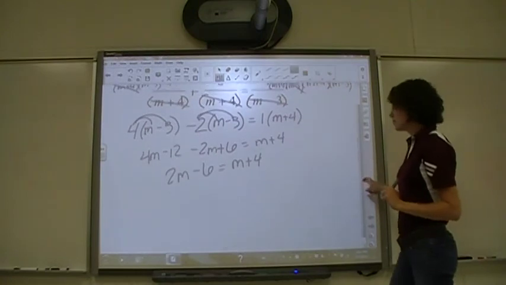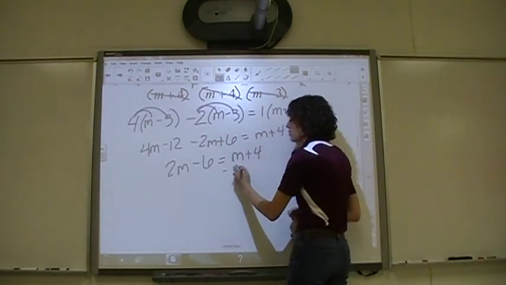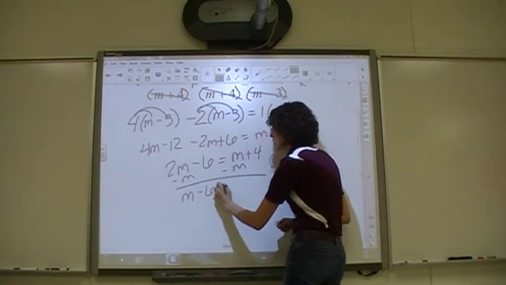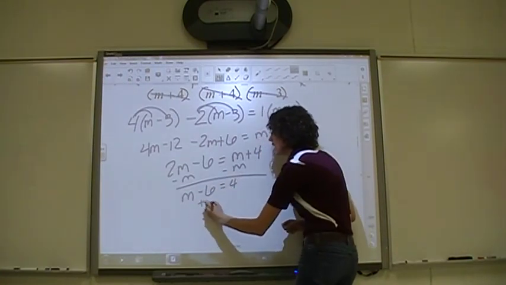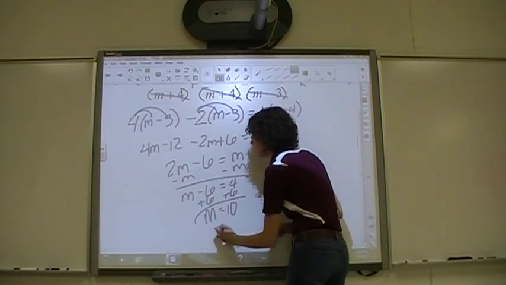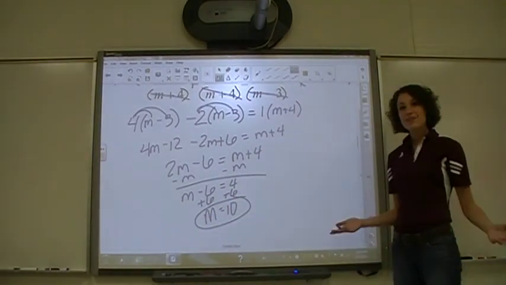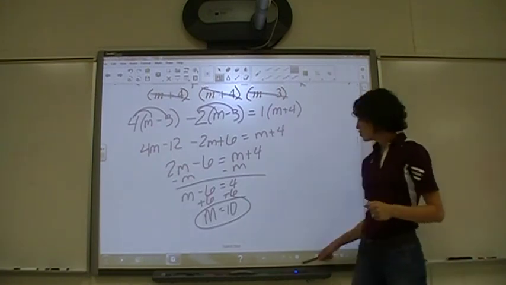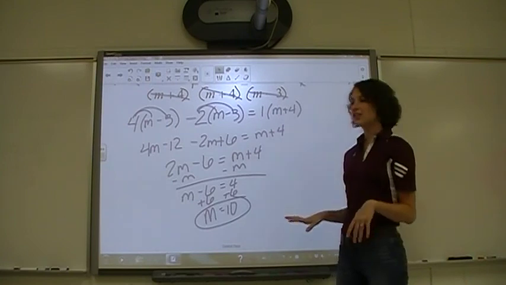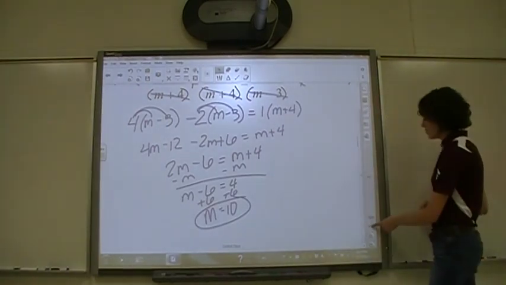Then get your n's on the same side. So subtract n on both sides, and you're left with n minus 6 equals 4, and add 6. So n equals 10 is my final answer. So that's all you have to do when you are going through and solving these types of rational equations. You want to go through and clear fractions. My final answer is n equals 10.